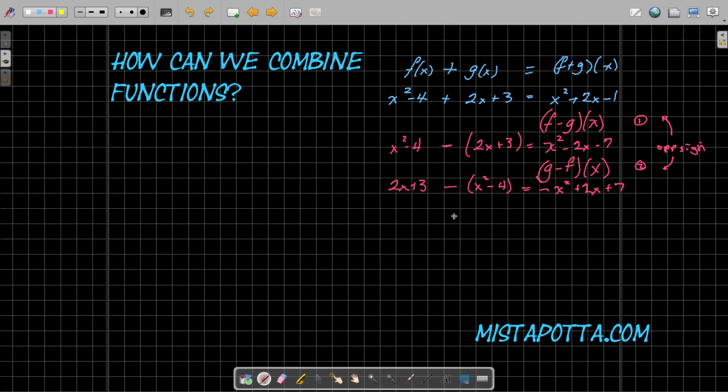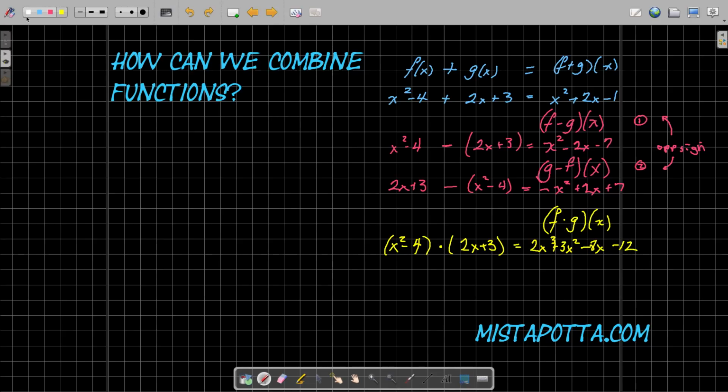Now, another thing that I can do is multiply two functions together. I can talk about f times g at x. In this case, I'm taking the expression x squared minus 4, and I'm multiplying it times the expression 2x plus 3. And so this should give me 2x times x squared, or 2x cubed, 2x times negative 4, which is going to be negative 8x. I'm going to have 3 times x squared, so plus 3x squared. And then negative 4 times 3, which would be minus 12.